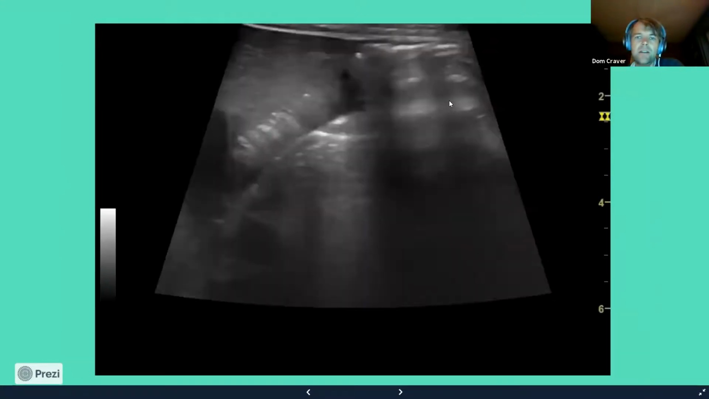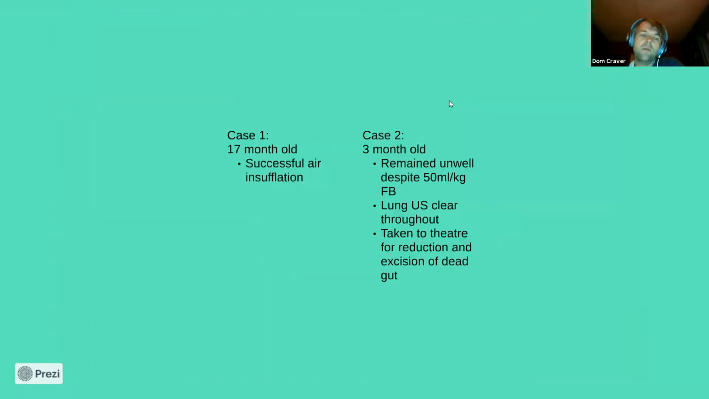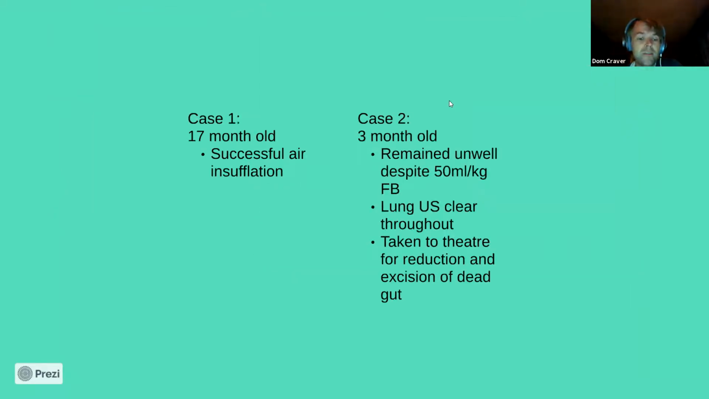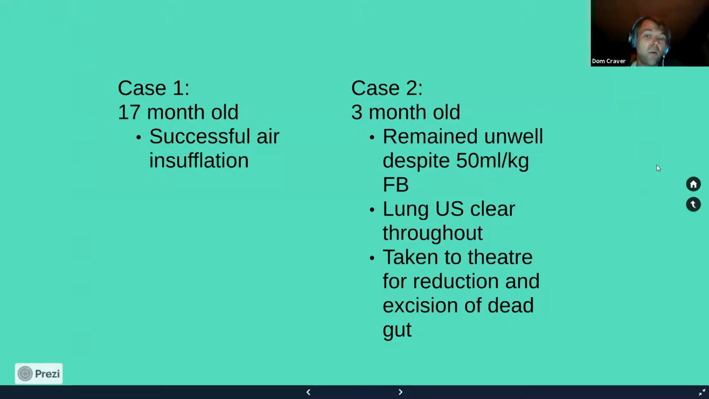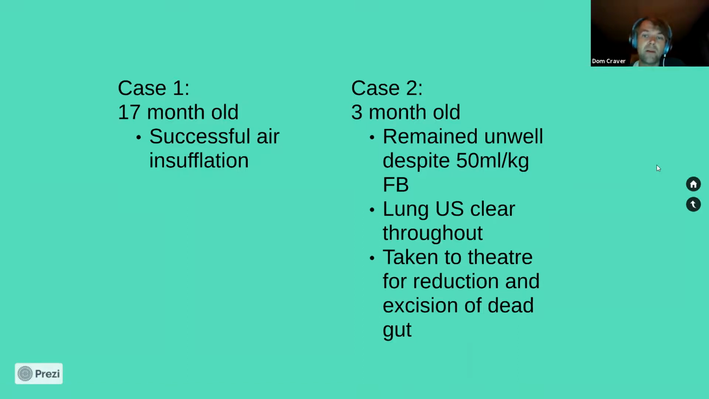So how are they different? The 17-month-old was pretty standard, bog standard, the surgeon would say. They were quite well, didn't need resuscitation, and they had an insufflation enema, which worked great.